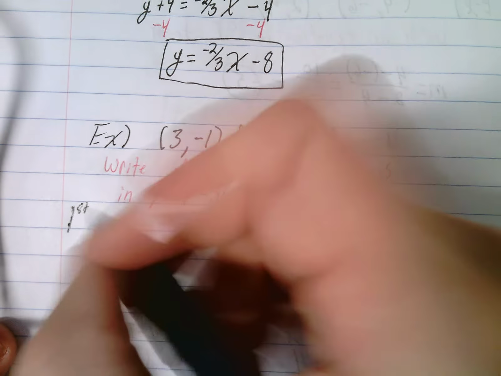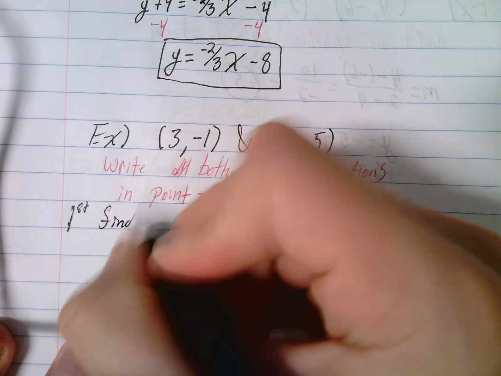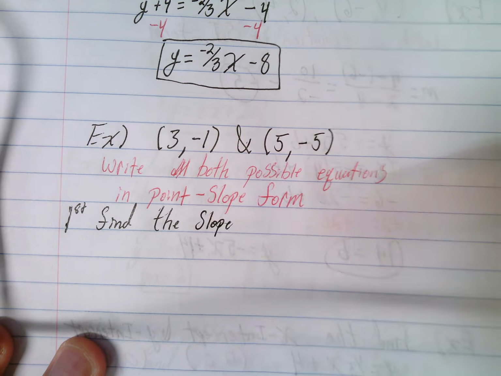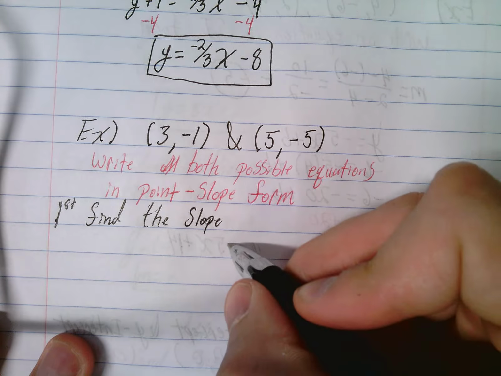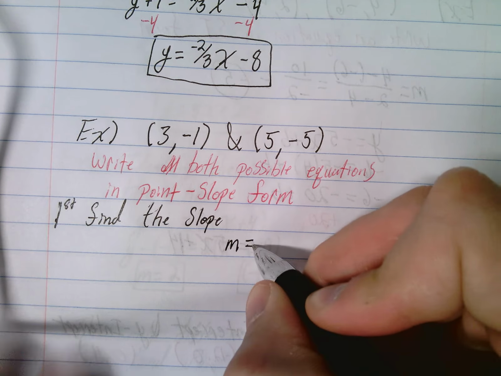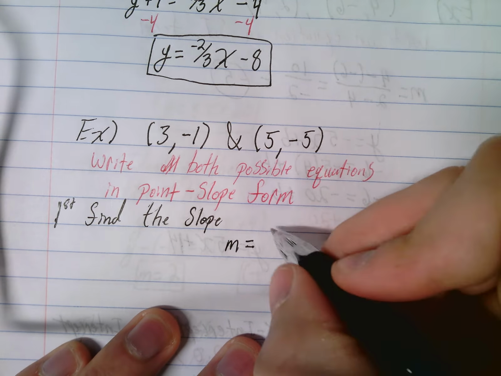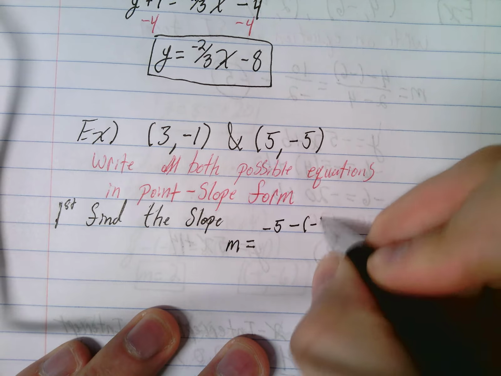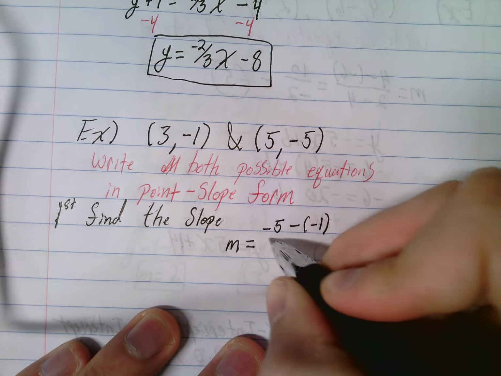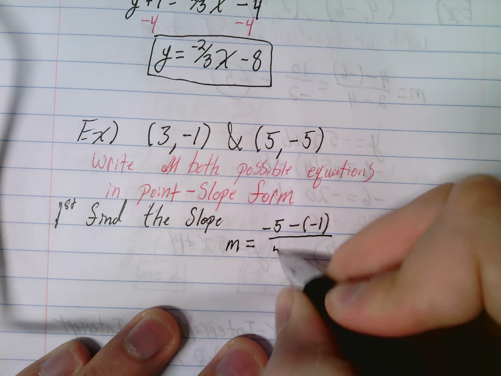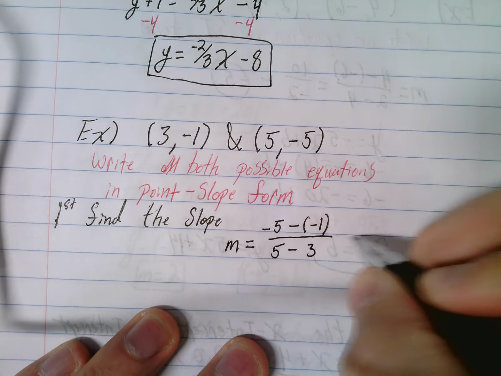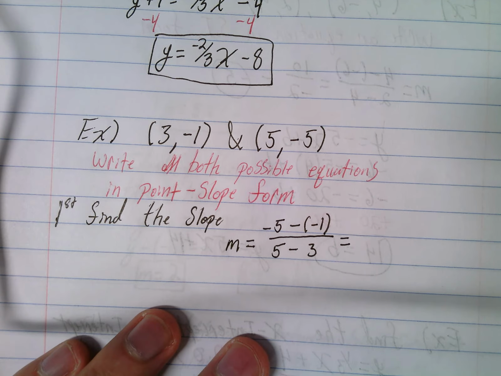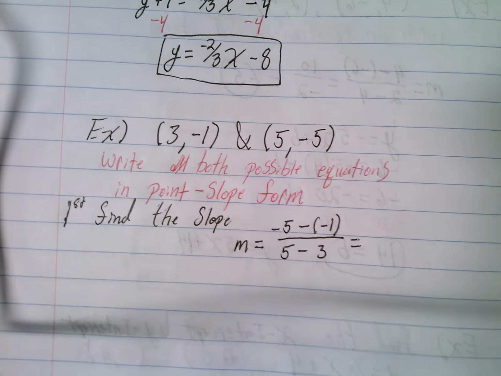Good. That gives us what? Find the slope. First, we find the slope. So m is equal to negative 5 minus negative 1 over 5 minus 3. What's negative 5 minus negative 1?